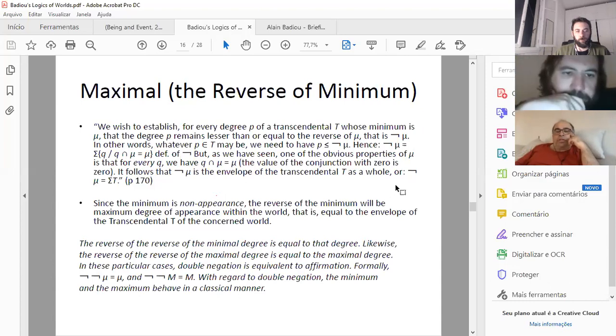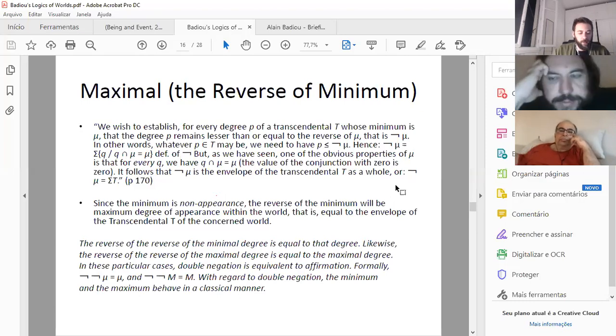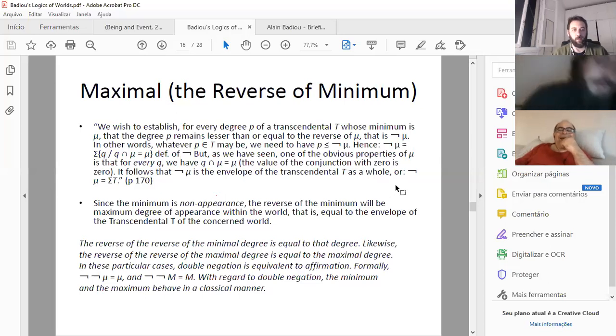Or is finite? No, it doesn't mean that it's finite. But it does mean that it is bounded. Yes, bounded but not finite. You mean you can have a value that is not a finite value for the envelope of T. This is what you mean. It means that there could be infinite degrees within the transcendental. Yeah. But there is such a thing as a maximal degree.